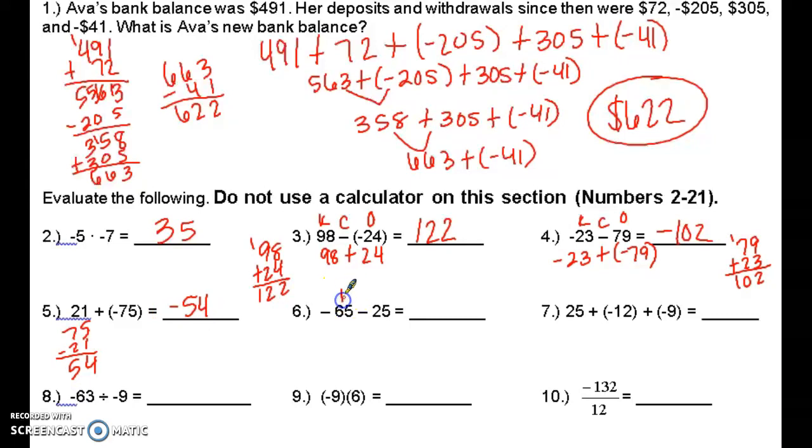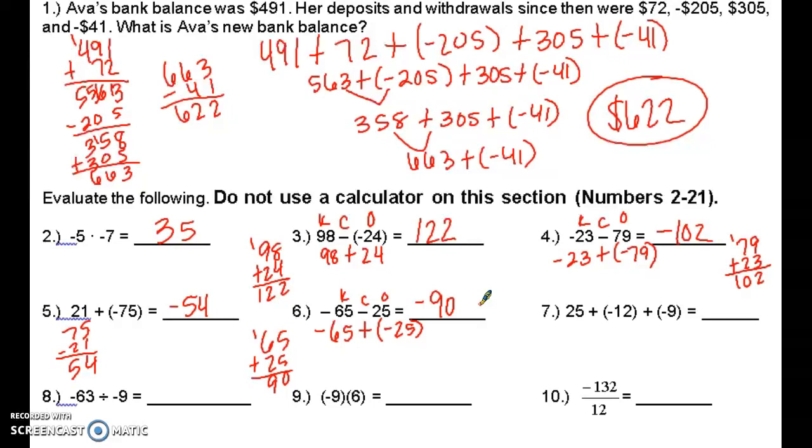When I'm subtracting, I have to use additive inverse. Keep your first number, change subtraction to addition, take the opposite of the next number. My signs are the same, so I add. 5 plus 5 is 10. 6 plus 3 is 9. Both of them are negative, so your answer is -90.